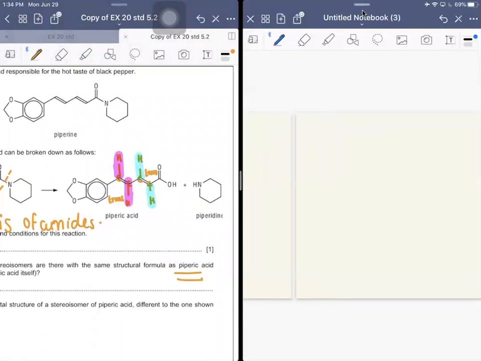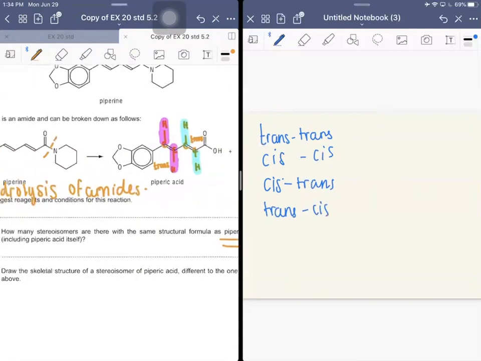So if you think about all the possibilities that you can get out of this isomer, you can get a trans-trans. You can get a cis-cis. That's the easiest one. You can get a cis-trans. And you can also get a trans-cis. That is all the possible combinations that you can get. So in total you have 4.